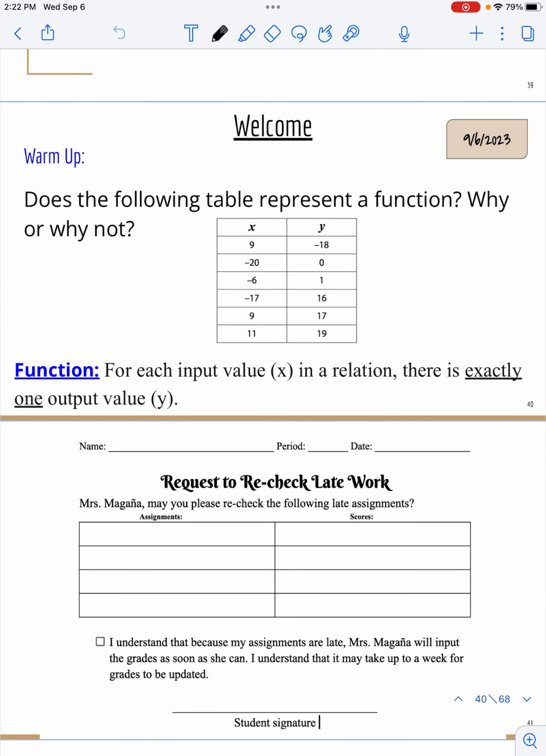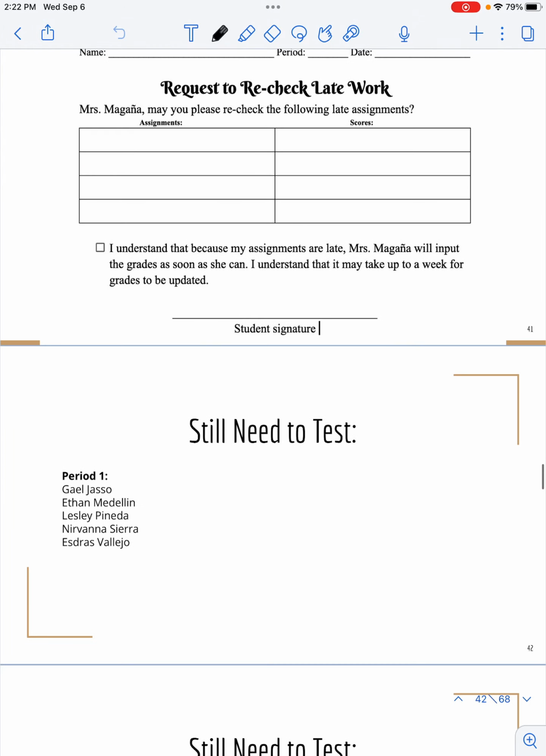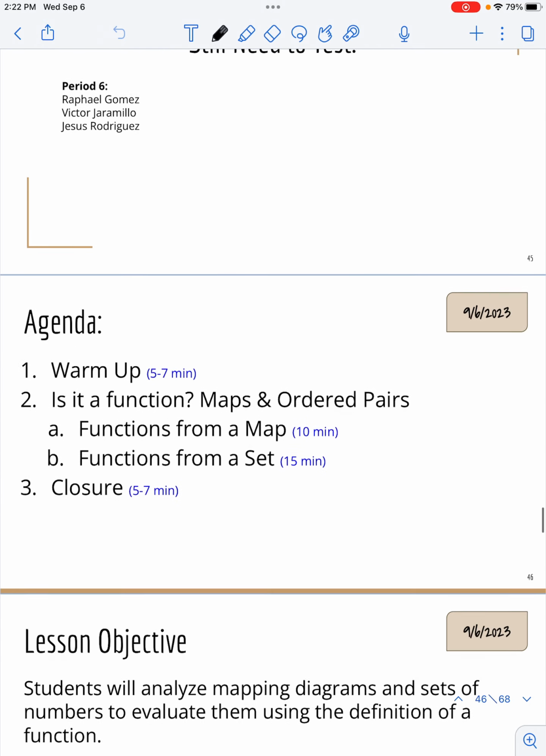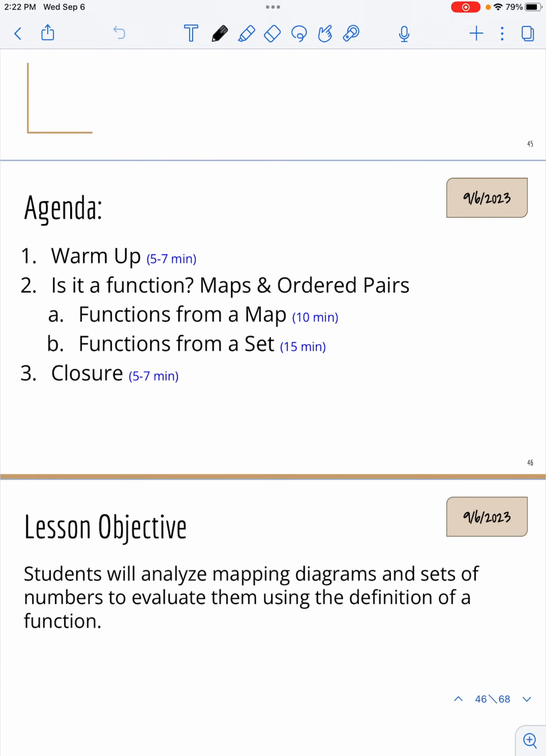All right, so after our warm-up, today we're gonna go ahead and do "Is it a function?", maps, and ordered pairs. We're gonna spend some time on maps and then sometimes on functions from a set of ordered pairs.